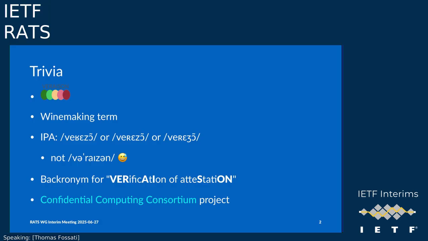But anyway, it's a backronym for verification of attestation, and it's an adopted project in the Confidential Computing Consortium. It was incubated in ARM, in the group we were at that point in time, but then we decided to donate it to the Linux Foundation under the CCC umbrella, which gives us more visibility, some more resources, and helps us integrate with the rest of the ecosystem more easily. Next, please.